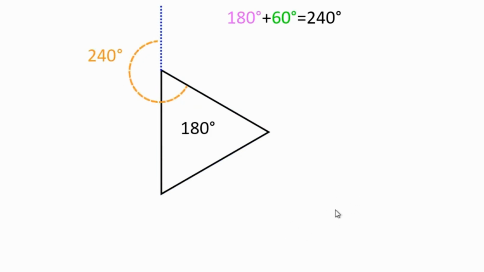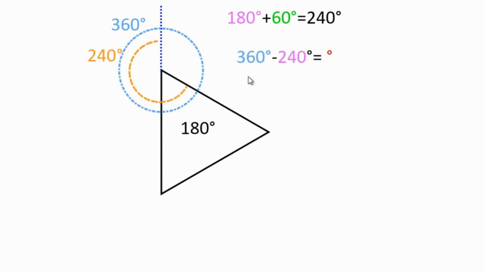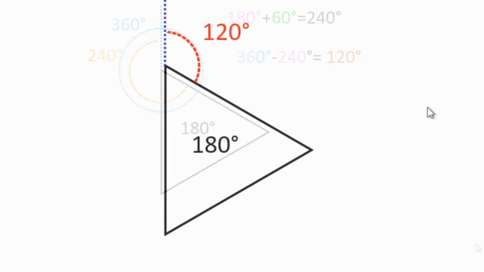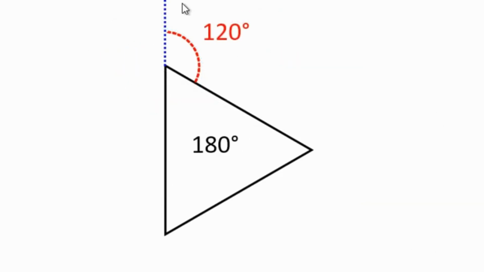The other thing that we already know is that a full circle has 360 degrees. So this is the part that we need to find. We already know there are 360 degrees in a full circle, and we already know that that angle is 240. So we can do a calculation, which is 360 minus 240 equals 120. So the turn angle for our turtle will be 120 degrees.